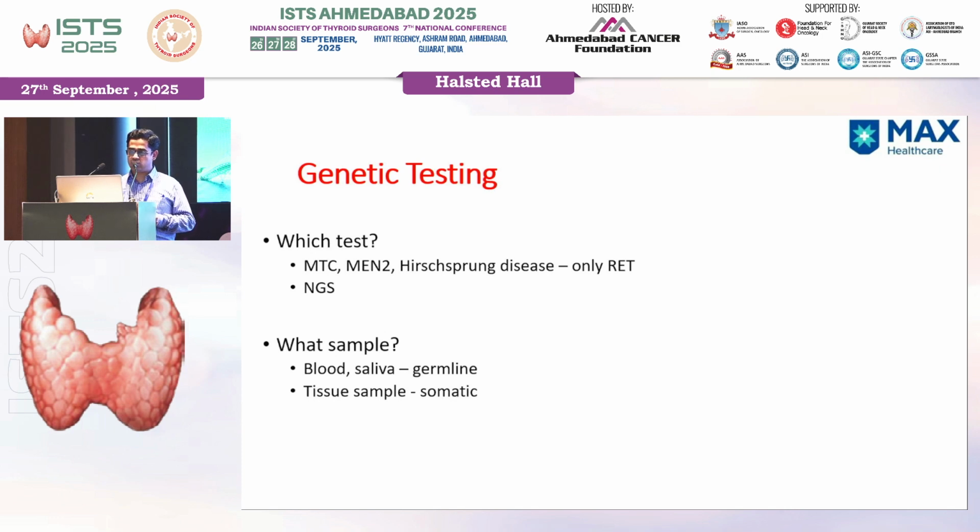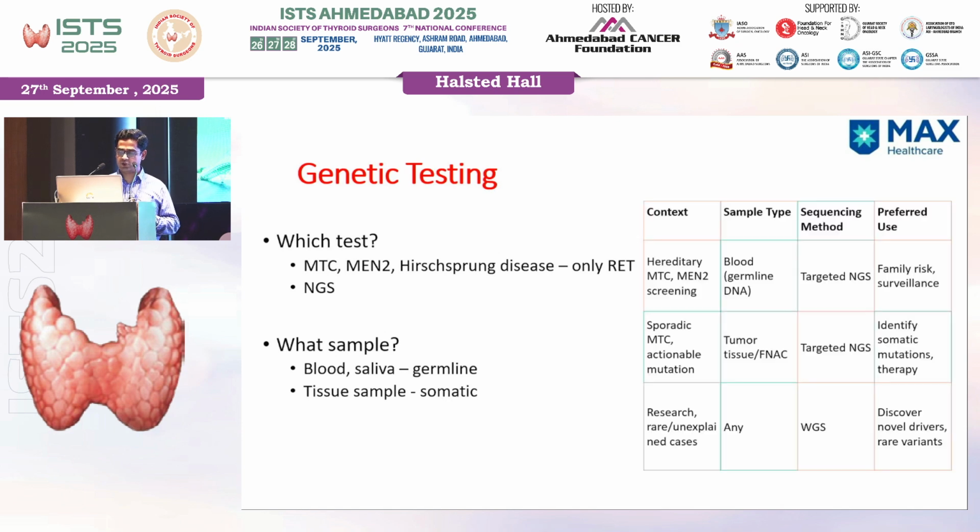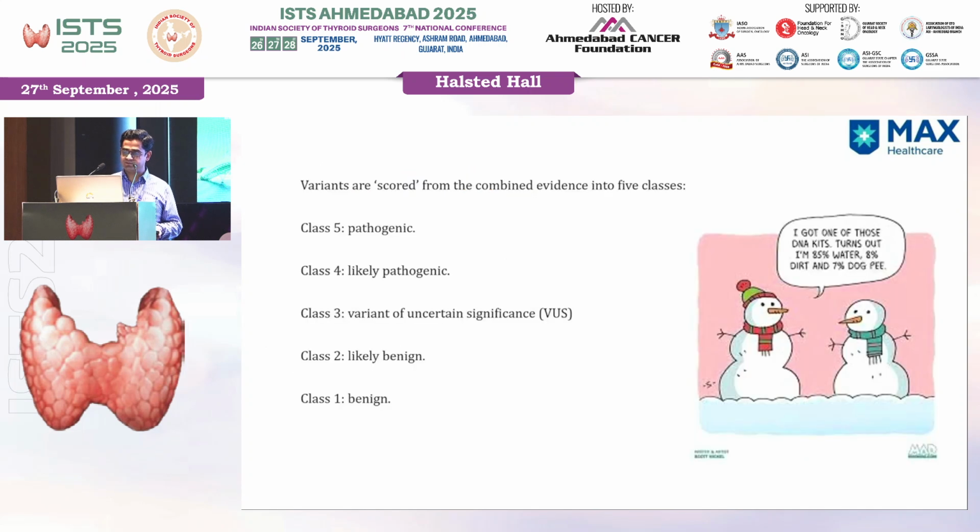What samples? If you're looking at germline mutation, we look at blood, saliva. If it's a somatic mutation, then we take tissue sample. Even for research purposes, we can do a whole genome sequencing. For that, again, we need tissue sample.